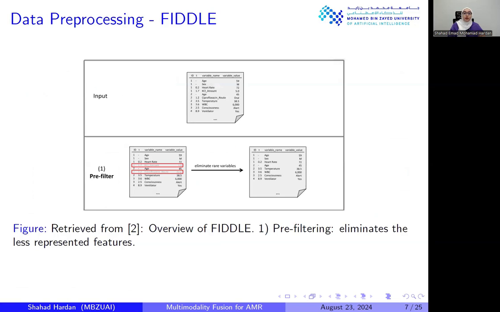So we have now the MIMIC database. How can we pre-process it to be able to use it in a multimodality approach? For our study, we used the FIDDLE pipeline. FIDDLE goes through 3 phases. The first phase is pre-filtering. Pre-filtering eliminates all the less represented features in the EHR data. We are trying to reduce the dimensionality and reduce the sparsity in the data.